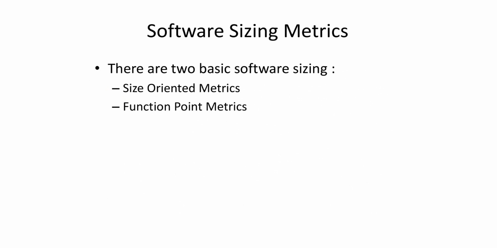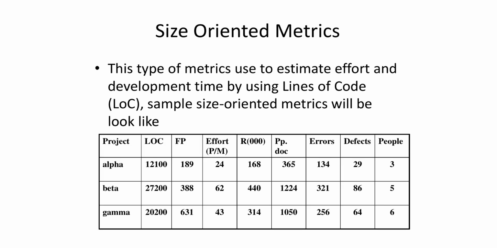We quickly cover the size oriented metrics in this slide and this video, and next we will go through the function point metrics. In the size oriented metrics, this type of metric uses the estimated effort and development time by using lines of code. A sample size oriented metrics table will look like what is shown on the slide.